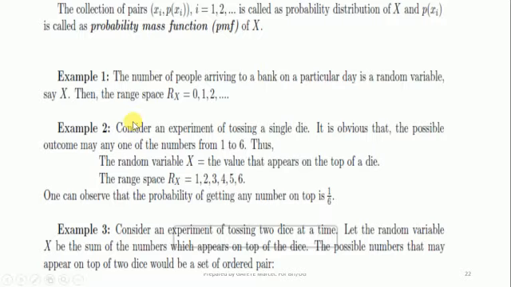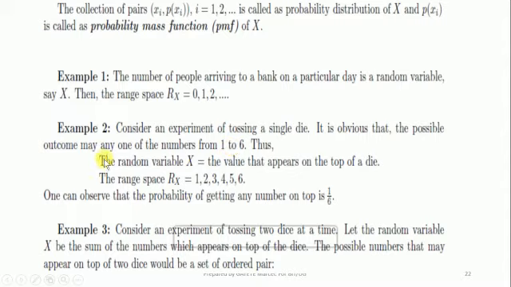Example 2: consider an experiment of tossing a single die. It is obvious that the possible outcome may be any one of the numbers from 1 to 6. If the top side has value 1, okay, but you can't have the top value 7. Because we have 6 sides, the possibility of getting one side at the top is 1 out of 6.